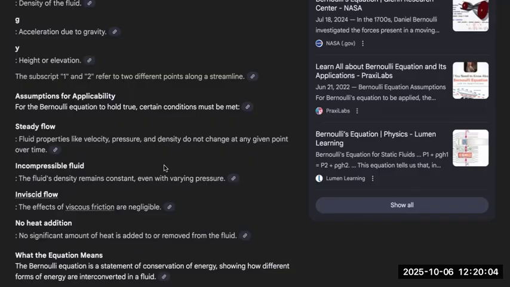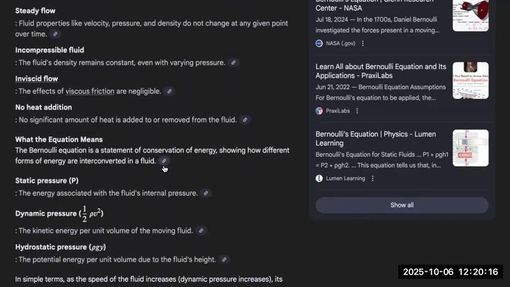The fluid must be incompressible. That is that the fluid's density remains constant even with varying pressure. It's an inviscid flow, which means that the effects of viscous friction are negligible, and no heat addition. That means there's no significant amount of heat added to or removed from the fluid.